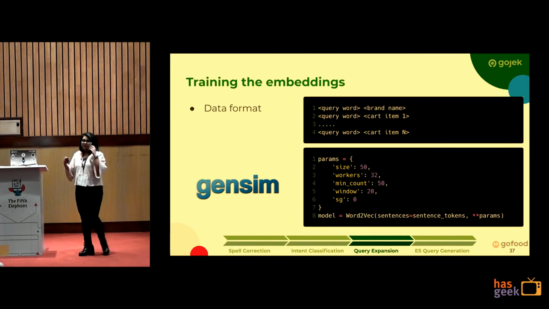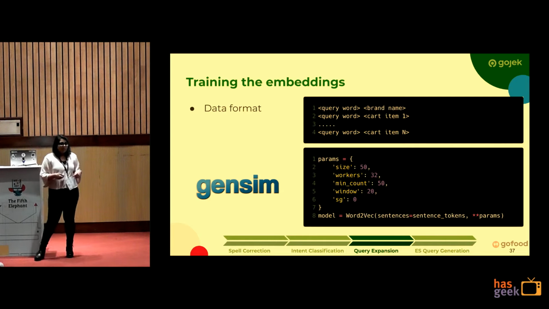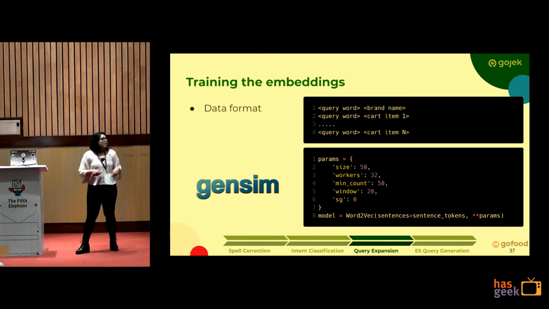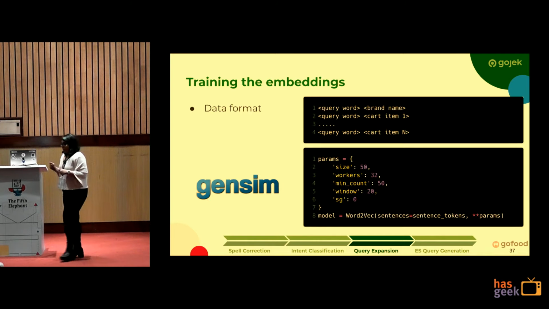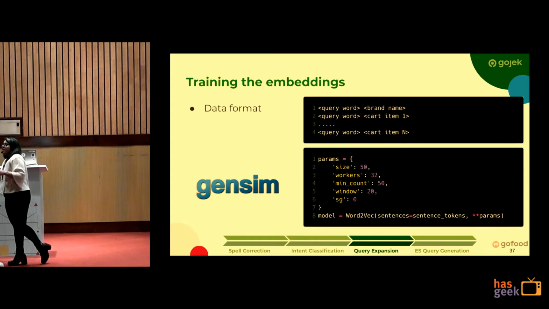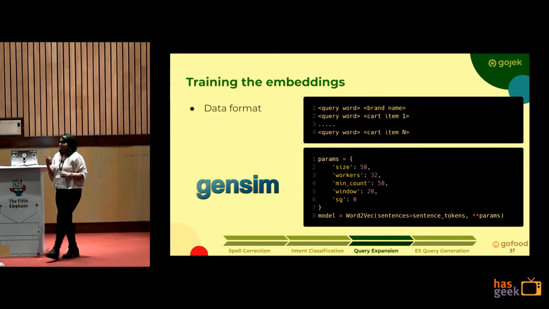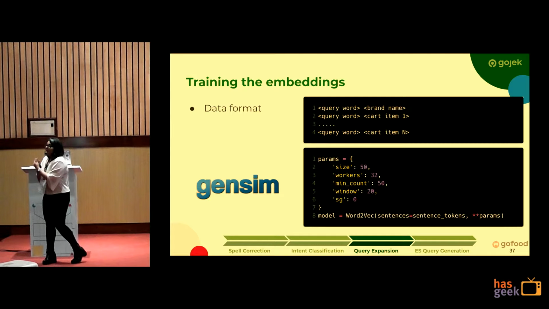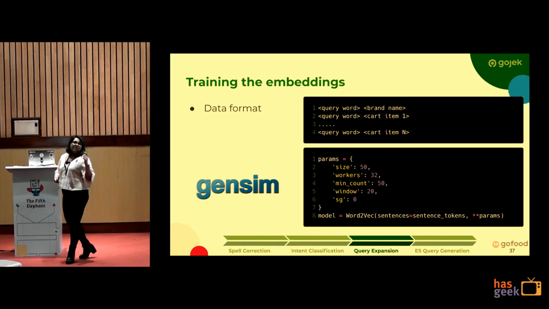We did a lot of iterations to consider exactly how we should structure these data sets, and we found that the best way to structure this was this way. If we have a single order, we take the query term and the brand term as a single context, and the query word and each of the cart items sequentially for the same context. The reason we did this was the base assumption that when a user types in coffee, they go to Starbucks and they order a cappuccino. So we want the algorithm to learn that there is a relationship between coffee and Starbucks, as well as coffee and cappuccino. That is why we structured our data like this.